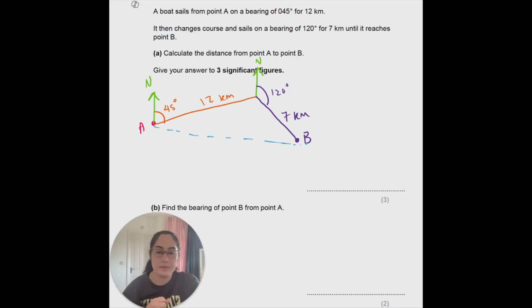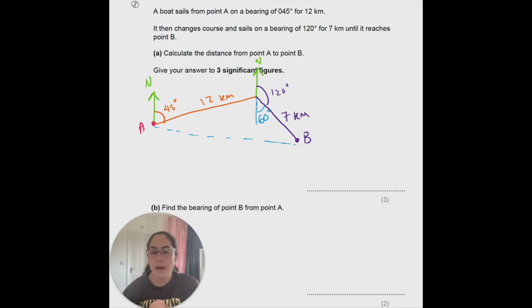We know this is the north. From the north to this point was 120. If I extend this like this, I'm hoping that you can see that is a straight line. So these two should add up to 180. That means 180 minus 120, that is going to be 60 degrees. But that's not the full angle.